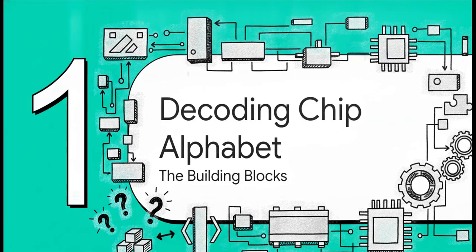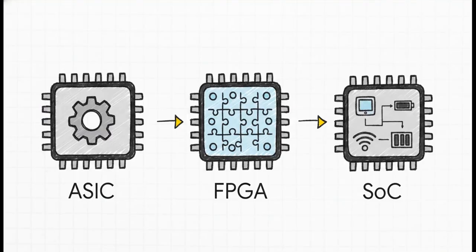All right, Section 1, Decoding the Chip Alphabet, the building blocks. Let's start by getting the full names behind these acronyms out there, just to set our baseline. First up, we have ASIC, which stands for Application-Specific Integrated Circuit. Next is FPGA, or Field Programmable Gate Array. And finally, SoC, which stands for System-on-Chip. Now, try to keep these full names in the back of your mind as we go, because they actually give away a ton of clues about what each of these chips is designed to do.